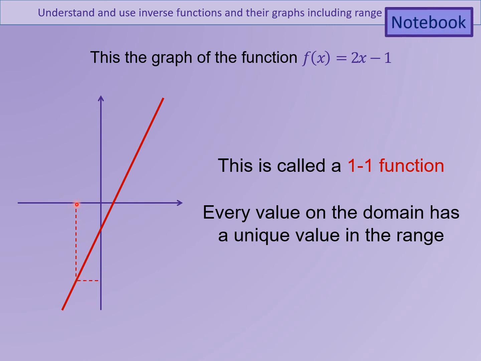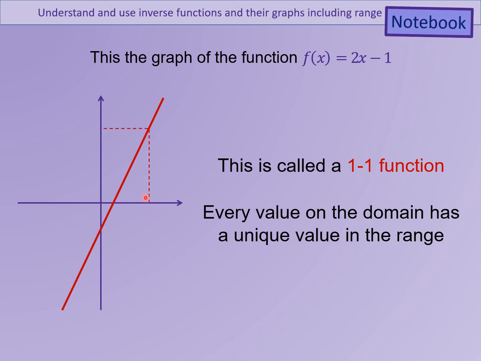So in this case, if I put in minus 2, I'm going to get 2 times minus 2 is minus 4, minus 1, minus 5. No other value will get me minus 5. The only value that gets me minus 5 is minus 2. And just as importantly, no other value can get me minus 2 except putting minus 5 as my y value. So one value goes in, one value goes out. So this means it's a one-to-one function. That's important to make sure you understand what a one-to-one function is.